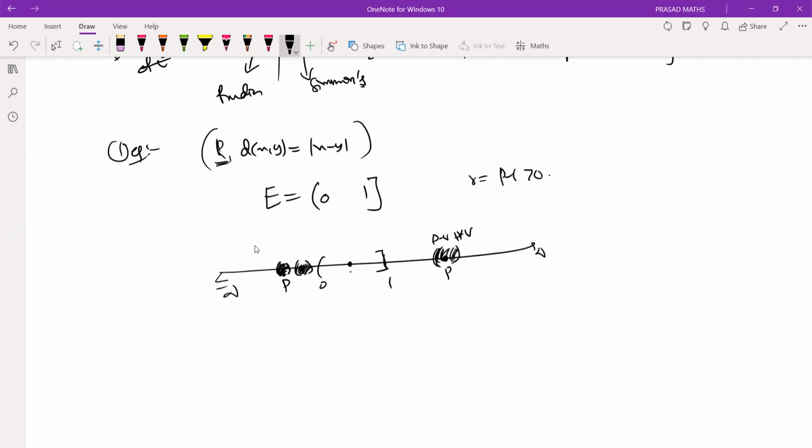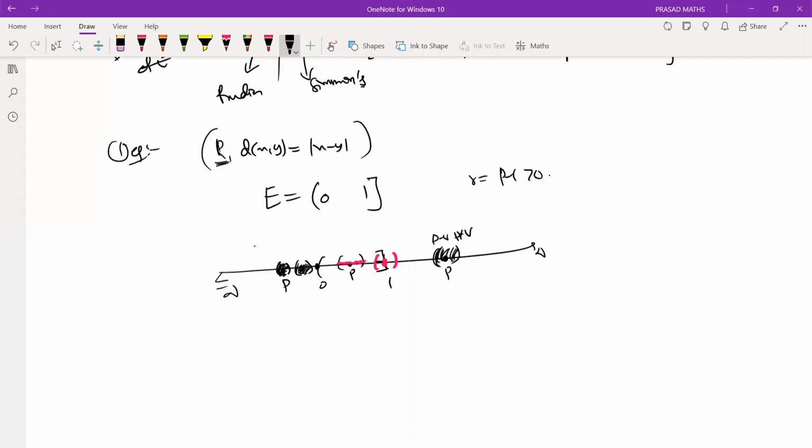Is it a limit point? Yes. You give me any neighborhood, it intersects the set other than the point itself. Therefore, P is a limit point. Is it a limit point? Yes. You give me any neighborhood, look at these points. There are uncountably many points, so other than one, there are so many points. At least one point is required. Therefore, one is also a limit point.